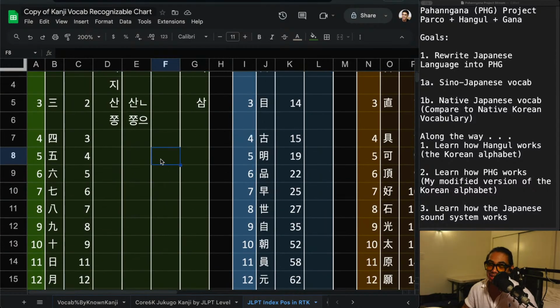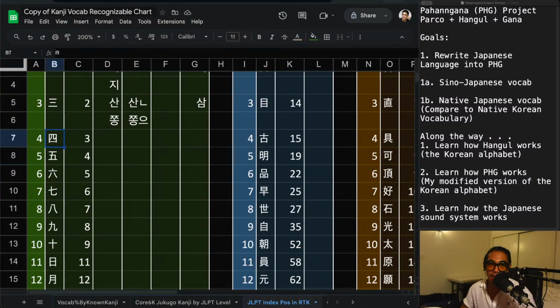We're doing the easy stuff. This is the Sino-Korean or Sino-Japanese. So we're doing the extremely regular stuff, the Chinese vocabulary. Once we get to native Japanese vocabulary, that's when things get exciting, and there's gonna be a lot of just guessing and trying to figure stuff out, or educated guesses.